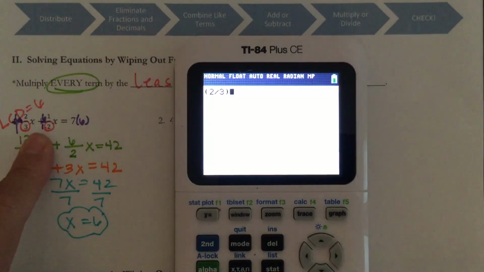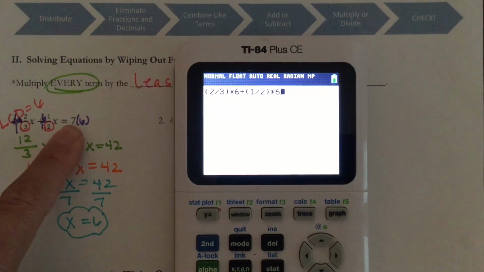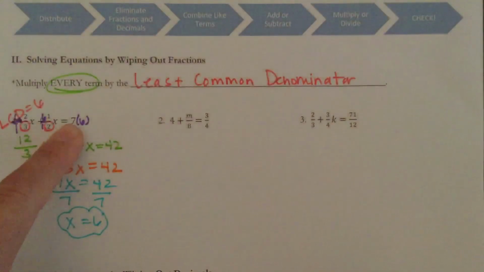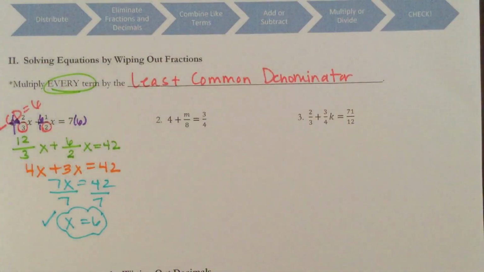So I'm going to do 2/3 times 6 plus another fraction, so I'll insert that into parentheses, 1/2 times my x value, which is 6. And when I push enter, I better get 7. Yay! We are confident that x equals 6 is our solution. And I'll just put a little check mark there to tell myself or somebody else that I have checked.